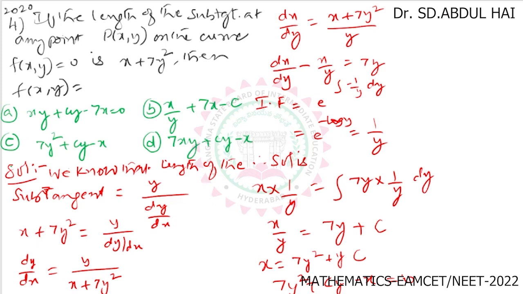So which is the correct option? 7y squared plus cy minus x equals 0. That is the third option. So the third option is my correct option. Here I will correct this option; there must be a 0, the 0 is missing. So is it clear? So you must be perfect in integration also. Sorry, in differential equation also.